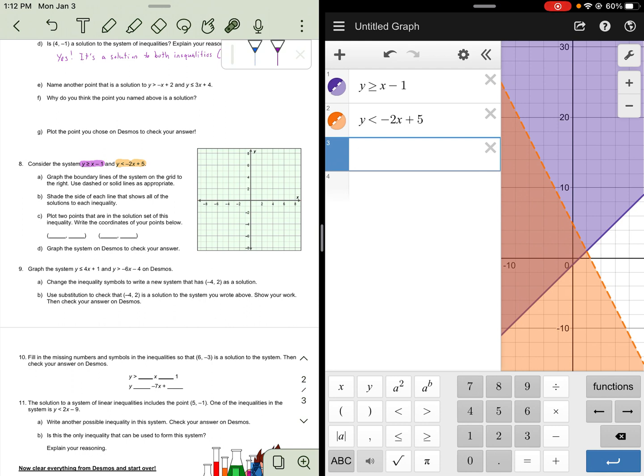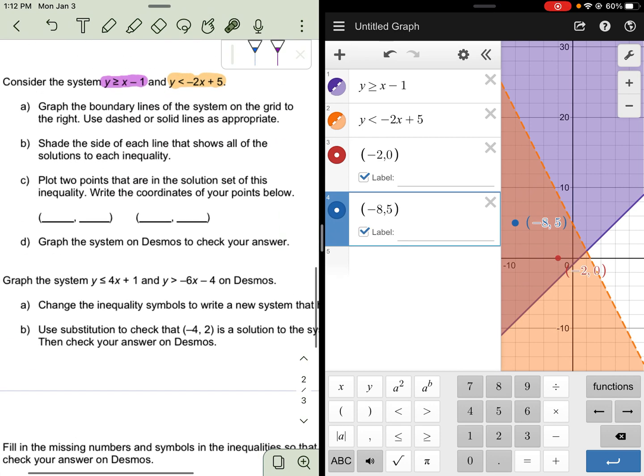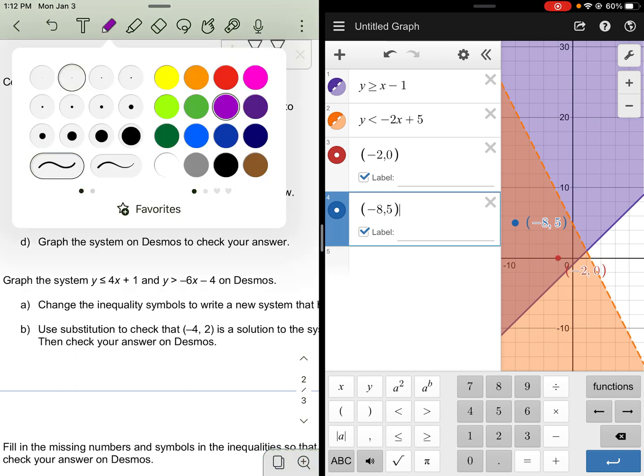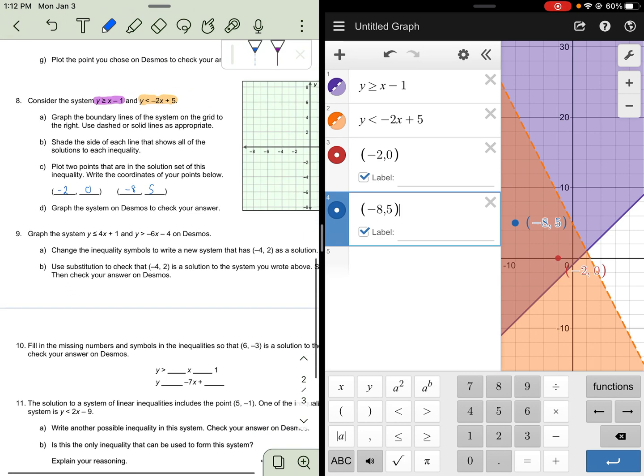at the same time. So I'm going to pick (-2, 0), and I'm going to show you that it does in fact work. There it is. And we can do (-8, 5), it looks like, is one. Let's see. So (-8, 5). There we go. Again, I'm just looking for points that are in the shaded region for both. Okay. So I'm going to put those on here. (-2, 0) and we did (-8, 5). Okay, and then graph on Desmos to check your answer, which we already did.